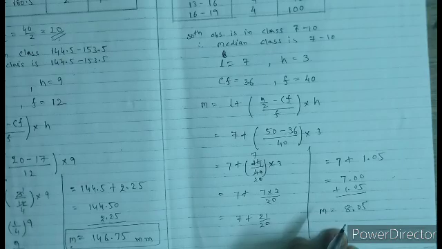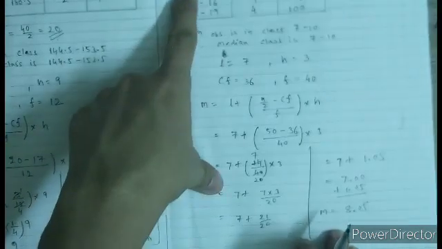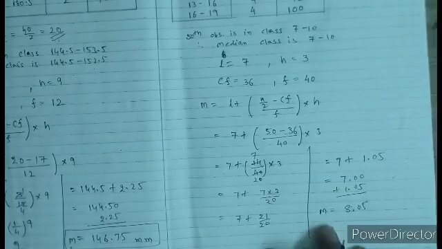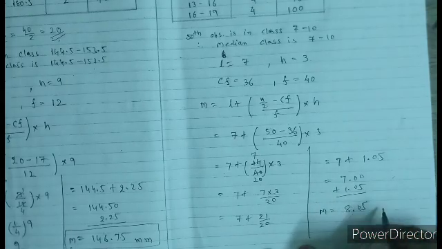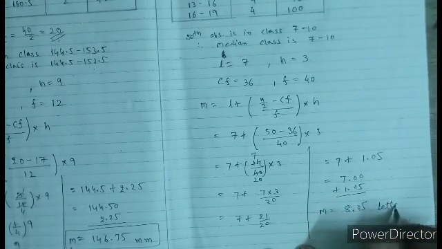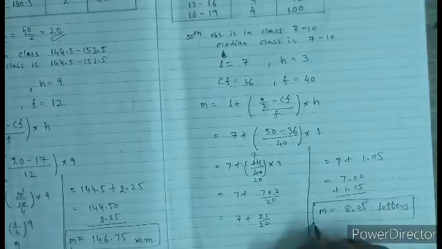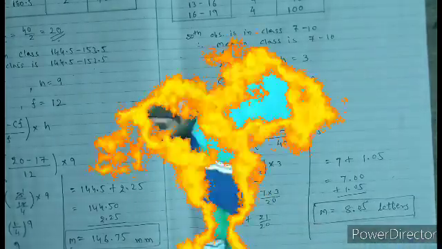In this data, this median is about the number of letters. So we can write that median M is 8.05 letters or alphabets. This is your answer. So this was the explanation about getting the median of a distributed data. In this episode, we have done question number 1, 4 and 6 from exercise 14.3.